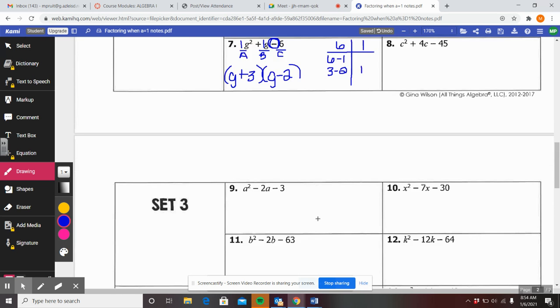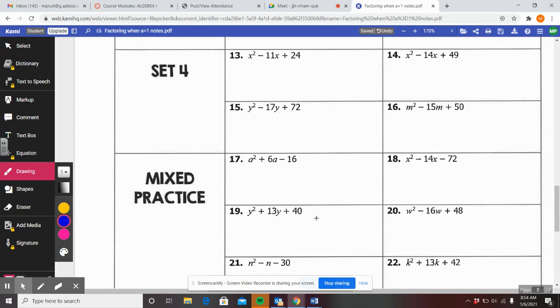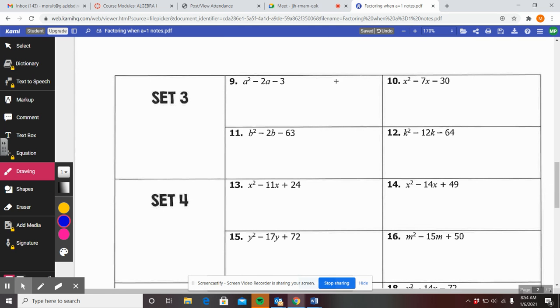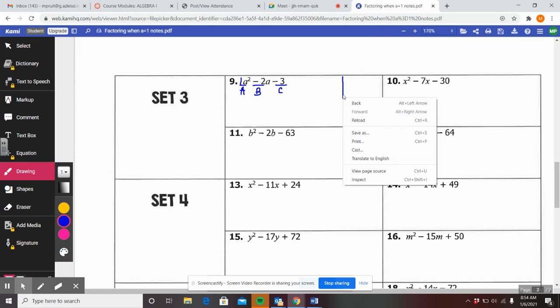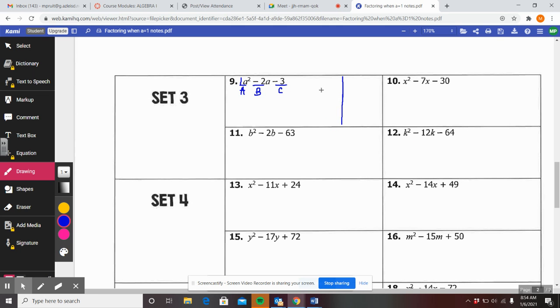Okay. Set 3 is where it changes just a little bit, not much, okay? Same concept. A, B, C. So A times C, 1 times 3 gives us 3. And then we're trying to find, what is my B value now? Instead of positive, it's what? It's a negative 2, okay?